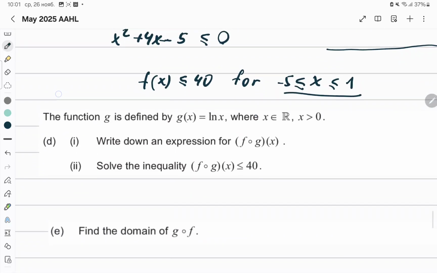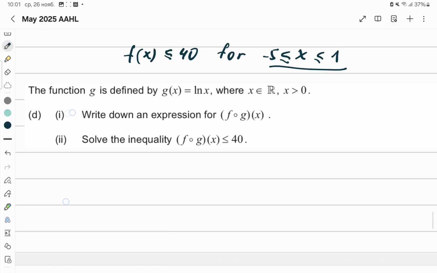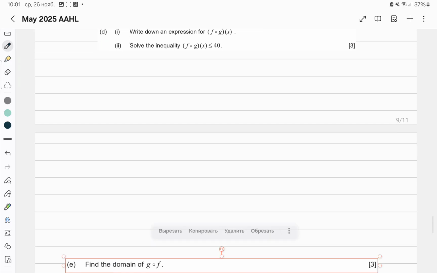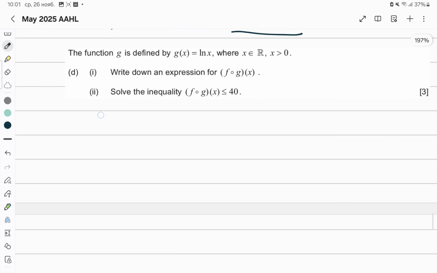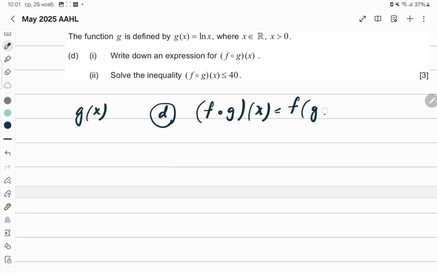Now let's turn to part D. In part D, it says that we have to find the composite function, right? The function g is defined as ln x, and write down the expression of f of g of x. So this expression is equal to the outer function and the inner function, this way. So it's actually f of ln x, right?